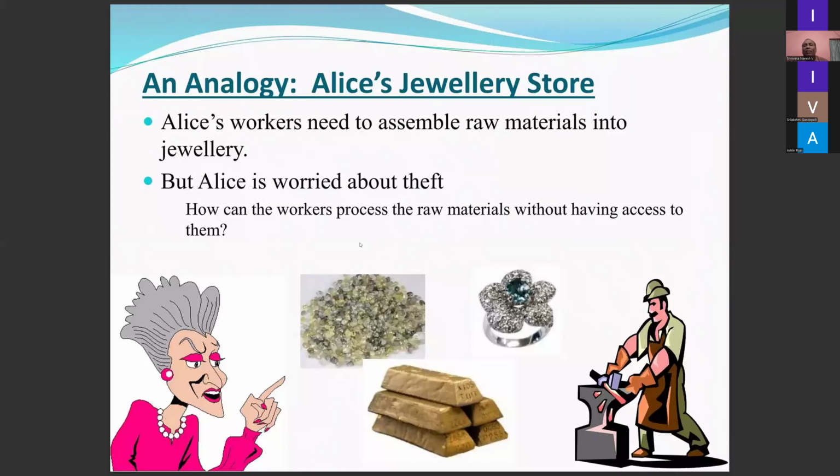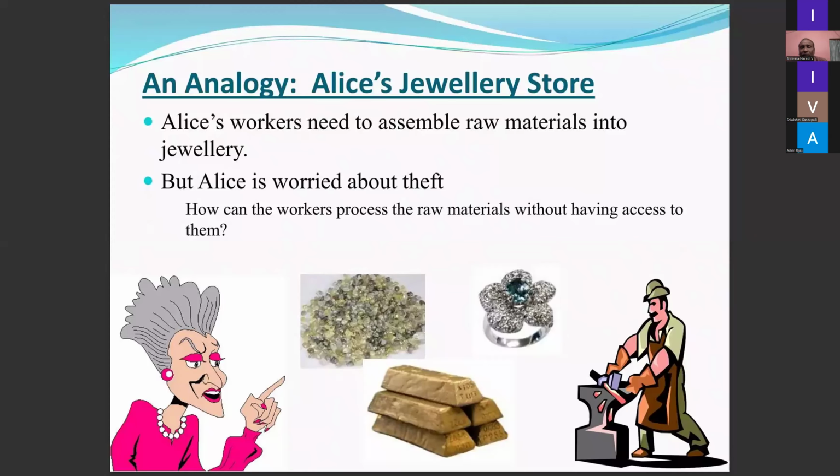I will explain homomorphic encryption with a wonderful analogy here. The problem is LIS's workers need to assemble raw material into jewelry, but LIS is worried about theft. LIS is the owner of the shop and he wants to build some jewelry, but it has to be made by the people working in his shop. But he has a doubt that they may steal something. So how can the jewelry be made without anything being stolen? This is like homomorphic encryption. I will show an analogy on this.